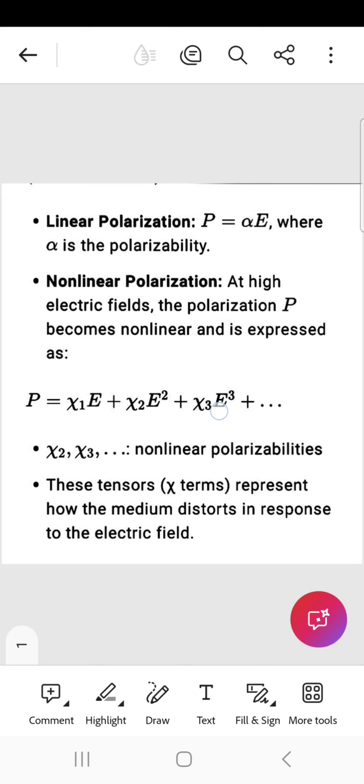At extremely high electrical intensities, the polarization P becomes nonlinear and is expressed as P equal to chi1 E plus chi2 E square plus chi3 E cube. Chi2, chi3 are the nonlinear polarizabilities. These tensors represent how the medium distorts in response to the electrical field.